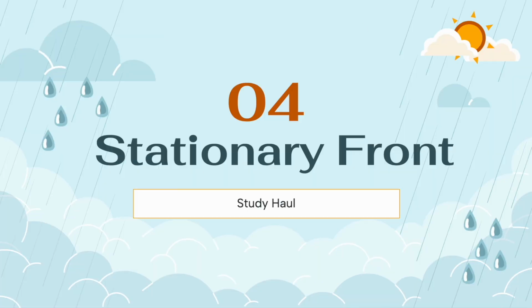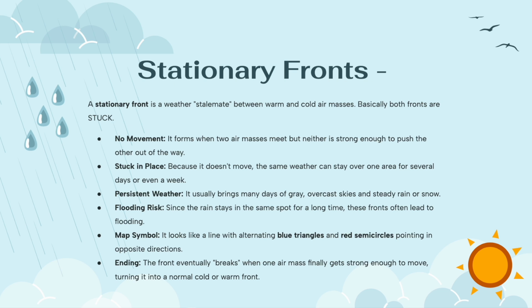Finally, we have the stationary front. A stationary front is a weather stalemate between warm and cold air masses. Basically, both fronts are stuck. The way you should remember this is S for stuck. It forms when two air masses meet, but neither is strong enough to push the other out of the way. Like I said before, it's stuck in place.